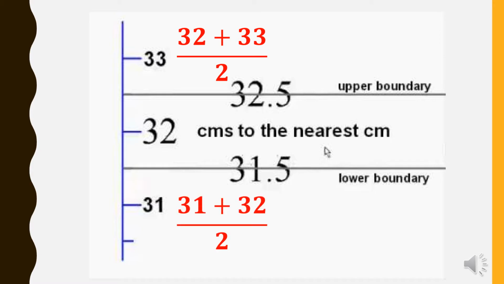The lower bound is the smallest value that would round up to the estimated value. The upper bound is the smallest value that would round up to the next estimated value. For this example, a length of 32 centimeters rounded to the nearest centimeter has a lower bound of 31.5, because 31.5 is the smallest length that rounds to 32 centimeters. In the other case, the upper bound is 32.5 centimeters, because 32.5 is the smallest length that would round up from 32 centimeters.